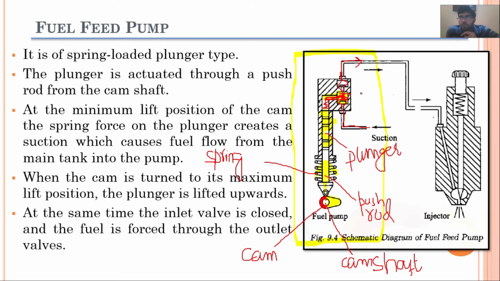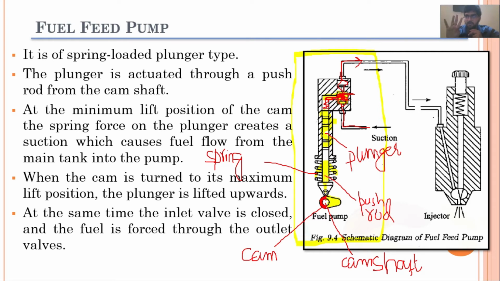All you need to understand here is how the cam operation has occurred. Cam is basically actuating the plunger. So we can say that it is a spring loaded plunger type pump. Camshaft and push rods are basically actuating the plunger. When we have a minimum lift position, suction is occurring and the inlet valve is open. Fuel is entering into this passage.